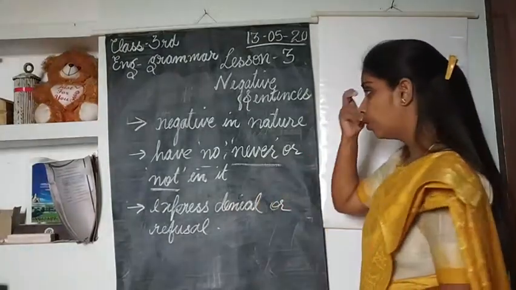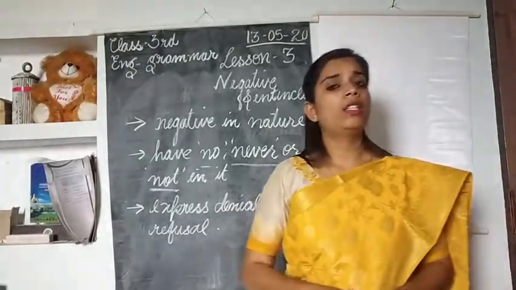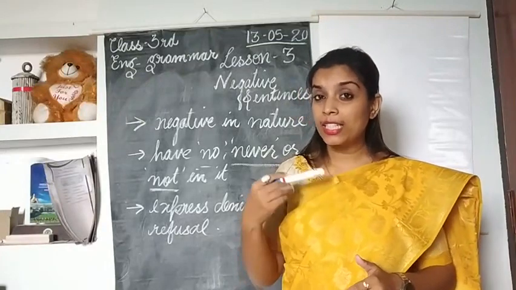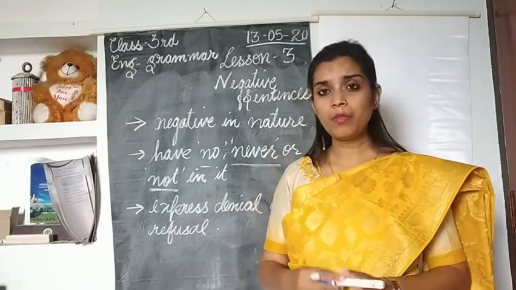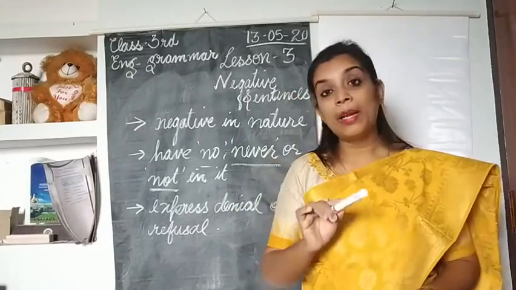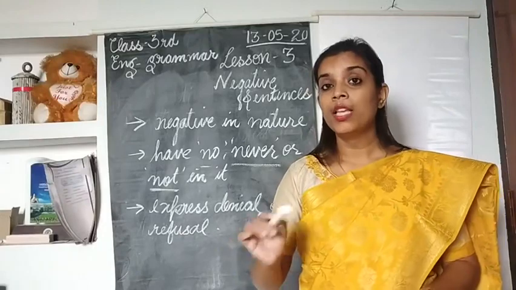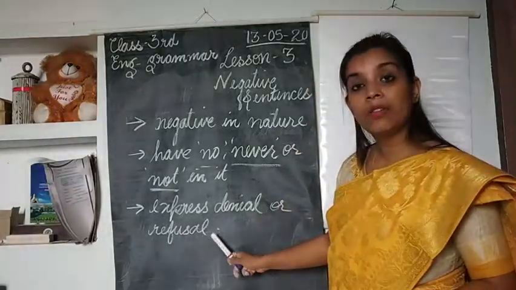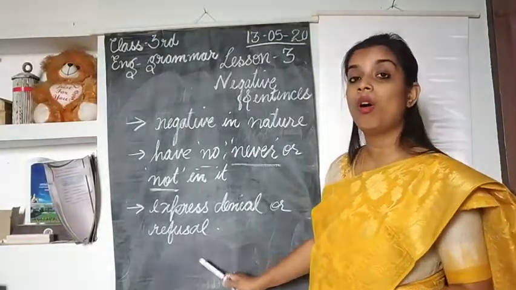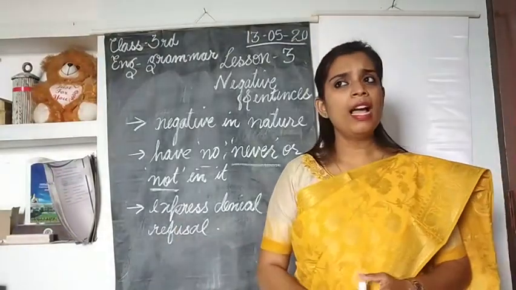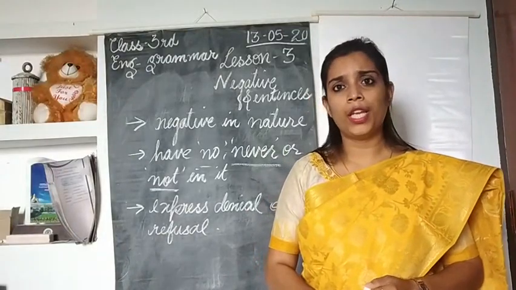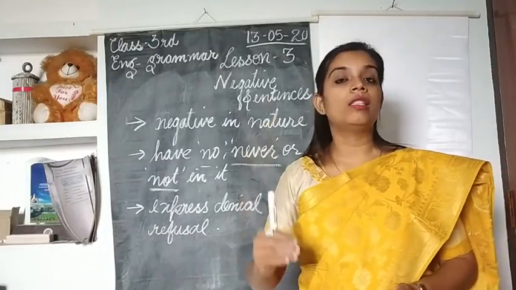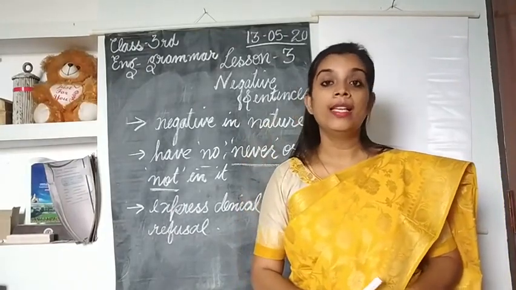So if I say, I will not come tomorrow, this sentence is expressing my refusal. I'm refusing to come tomorrow. I'm expressing my refusal that I will not come tomorrow. So negative sentences express refusal or denial. I have not taken your book. I'm denying, I'm expressing my denial. Such kinds of sentences are known as negative sentences.